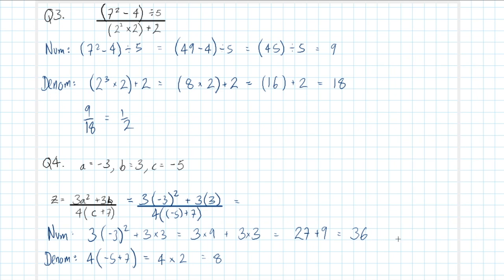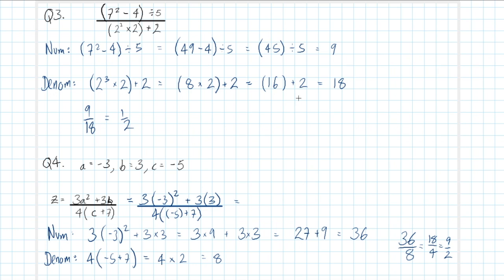So the numerator was 36 and the denominator is 8. We can divide top and bottom by 2, which is 18 over 4. We can divide by 2 again to get 9 over 2. So there we go, there's question 4.